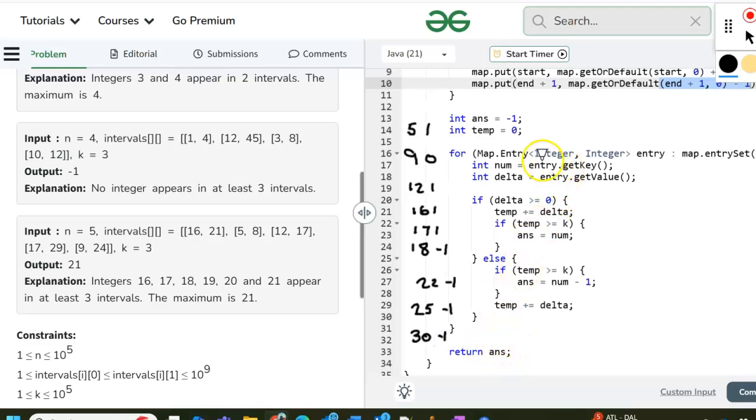Now we have to loop through the map. We're going to go through every entry in the map. We're going to call the key the num, and we're going to call the value the delta. So first one, right here.